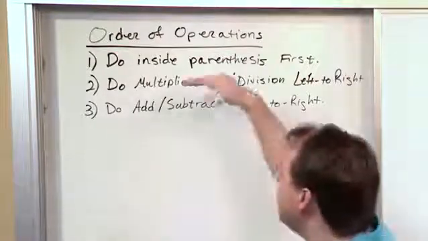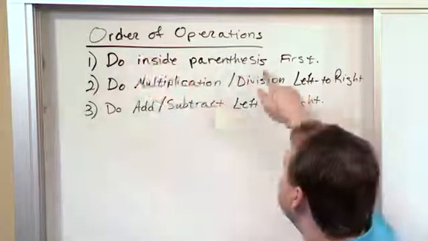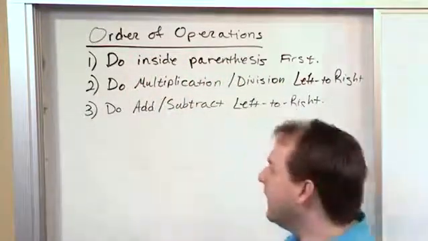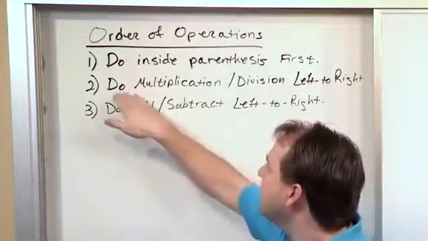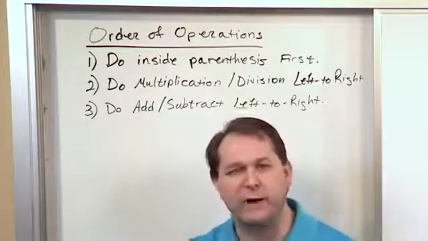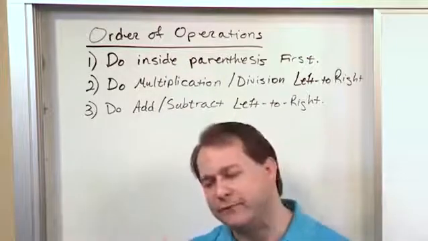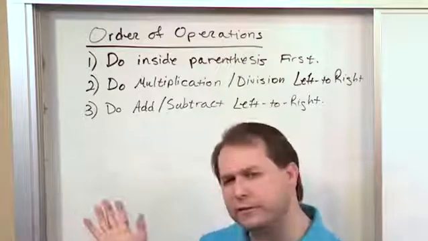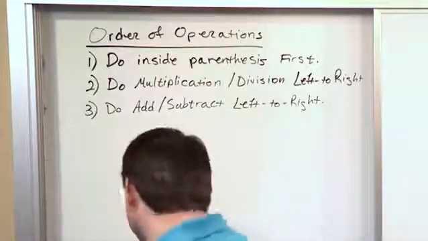The number one thing you do, the very first thing you do is you always do whatever's inside of the parentheses first. All right? After you've done that, then you do multiplication and division next, and you do it left to right, just like you read a book. And then after that, you do adding and subtracting left to right, just like you read a book. So these are the 3 rules. We're going to use these over and over and over again.